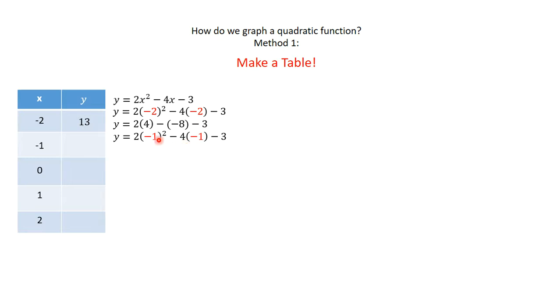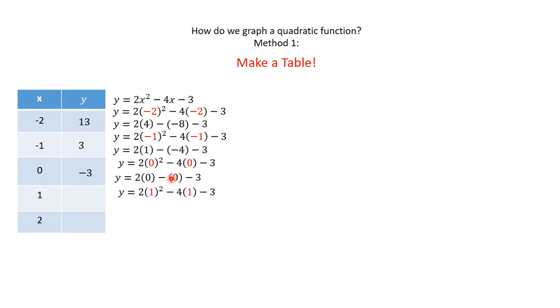Y equals 2 times negative 1 squared minus 4 times negative 1 minus 3. Negative 1 squared is just positive 1. And then negative 4 times negative 1 is negative 4. So we'll have 2 plus 4 minus 3 is 3. And so that can get plugged in. Plug in 0. That's my favorite, because this is 0, and this is 0, so we just have negative 3. And plug in 1. So 1 squared is 1, 4 times 1 is 4. So we have 2 times 1 minus 4 minus 3, which is negative 5.